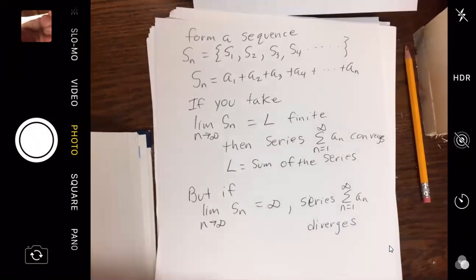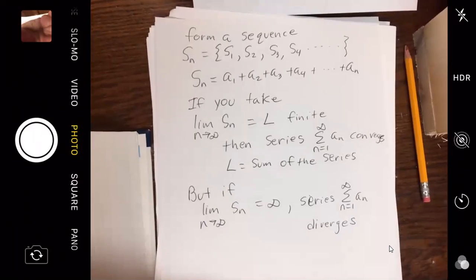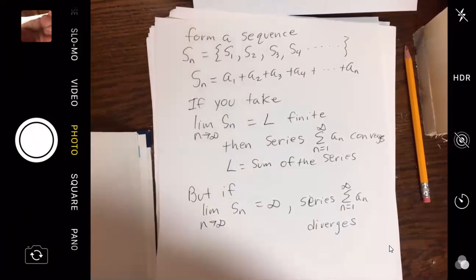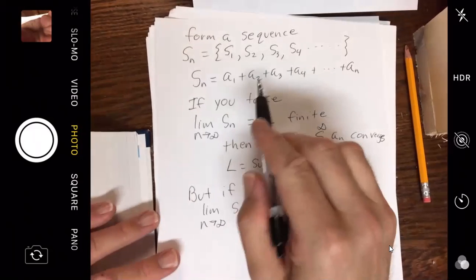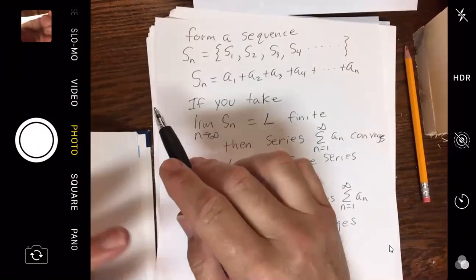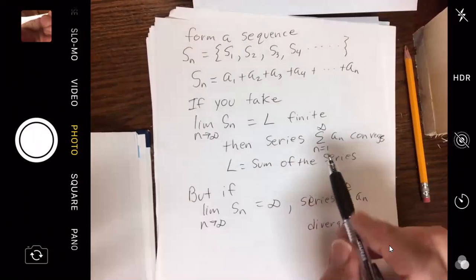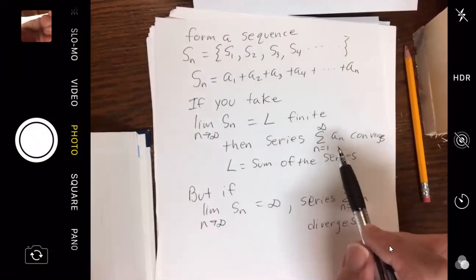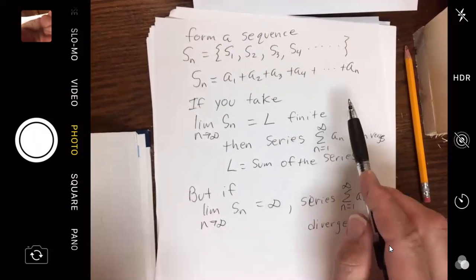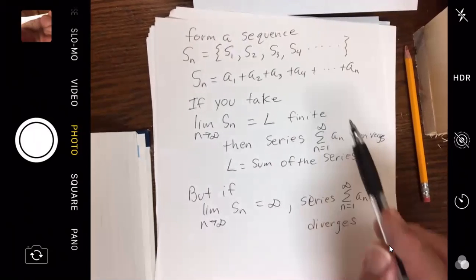Does this make any sense at all, or is this kind of complete gibberish? No, I think it makes sense. Okay. That's why you do sequences in 9-1 first, so that we can use them to form partial sums and take limits of the sequence and see if our sums will be finite or infinite.